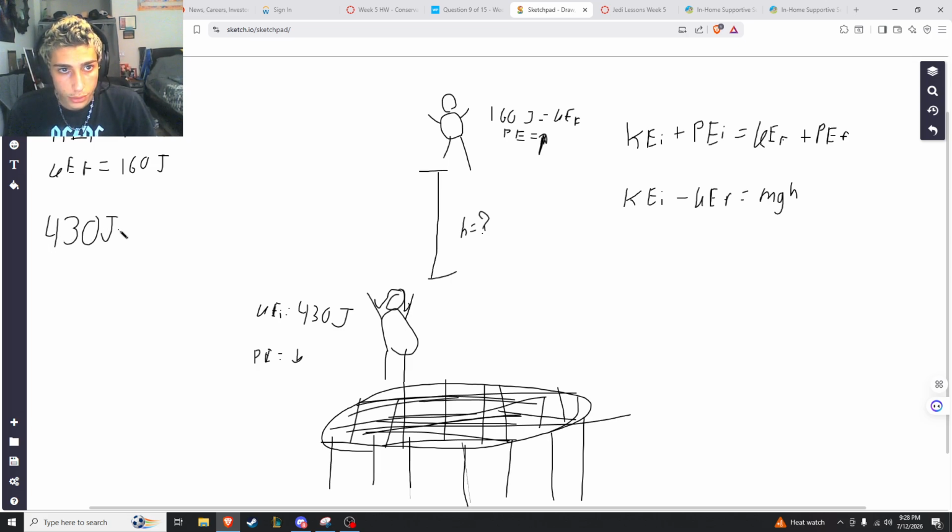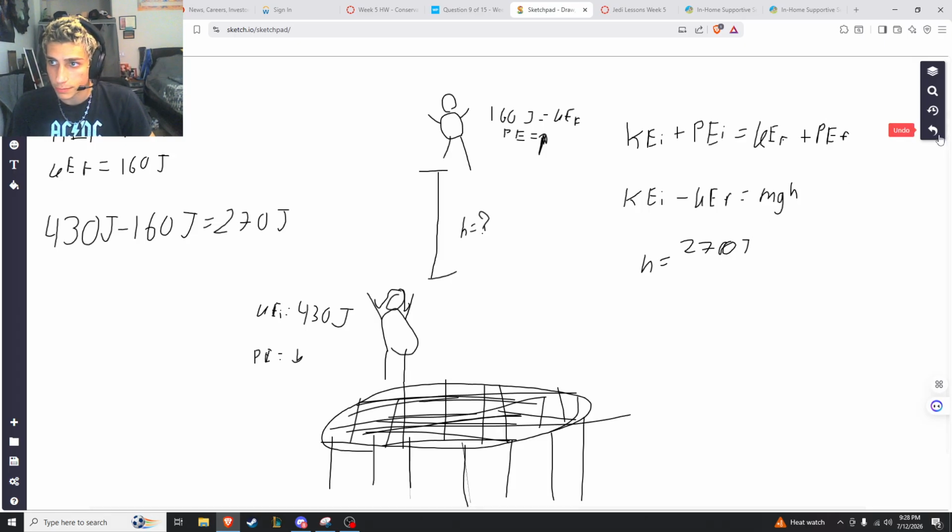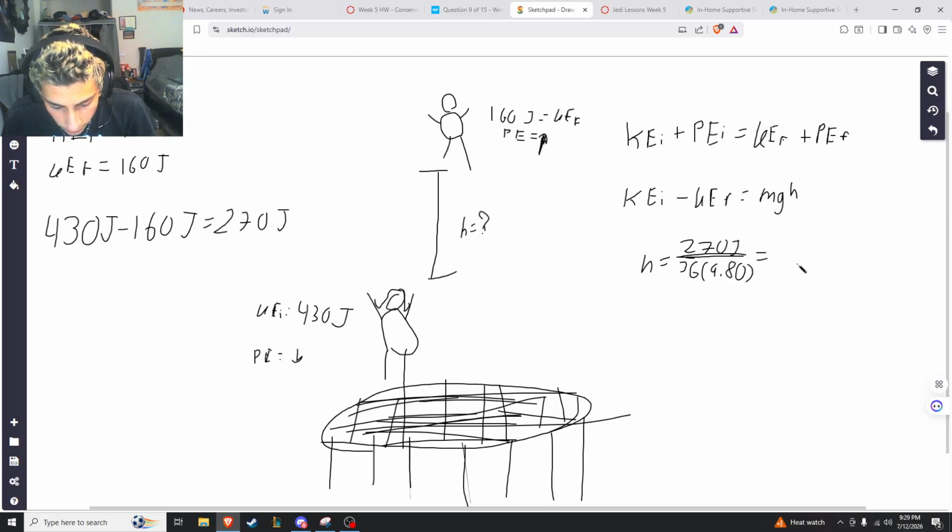430 joules minus 160 joules. Basic math produces 270 joules, and we're going to use this for this equation right here, which is h equals 270 joules divided by 36 times 9.80. There we go. And this is going to give us, let's see here.